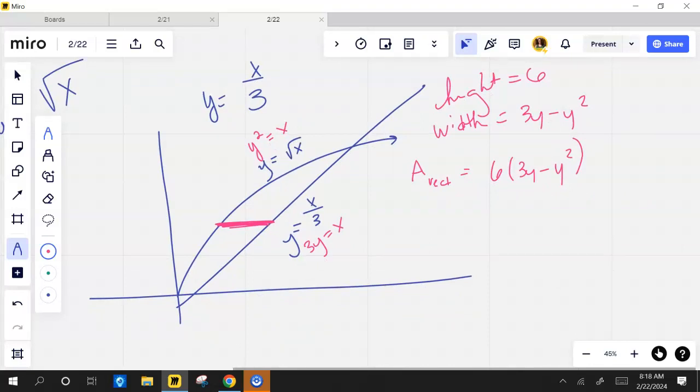All right, so now I need to integrate. And I'm going to integrate from 0 to what is the y value here where these intersect? 3? I thought it was 9. Oh, it's 9, 3. Okay. Sorry, 3. Good, Robert. And now I'm going to do 6, 3y minus y squared dy.